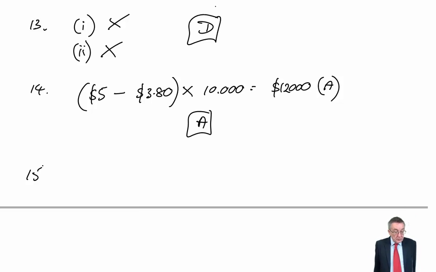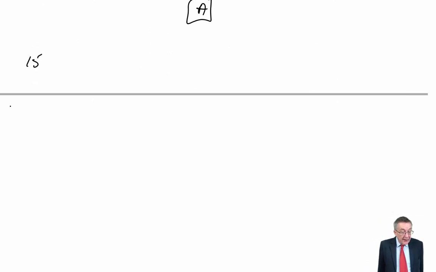Excuse me. Next one. 15. Oh, another variance question. What is the total sales quantity contribution variance for the period? Now, several ways you can get the same answer. I'll do it one way. If you do it different ways and get the same answer, obviously, that's fine.